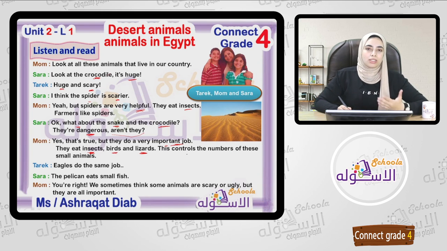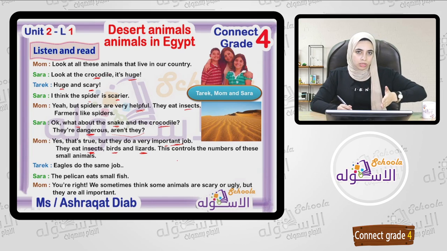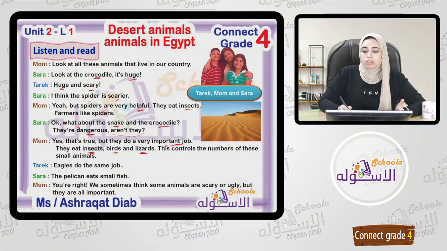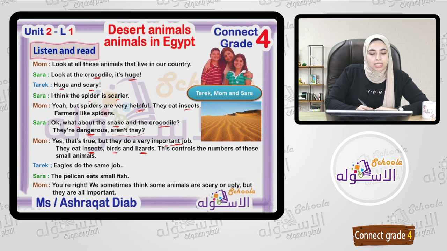As you know, animals feed on each other. Big animals eat small animals. Why? To keep the balance of the environment. That's why God created the big animals to eat the smaller animals, because we have a large number of small animals. So the big animals like the snake or the crocodile control the numbers of these small animals by eating them.